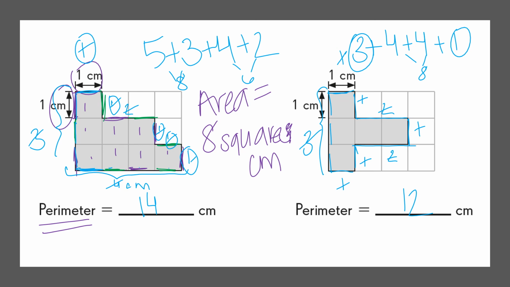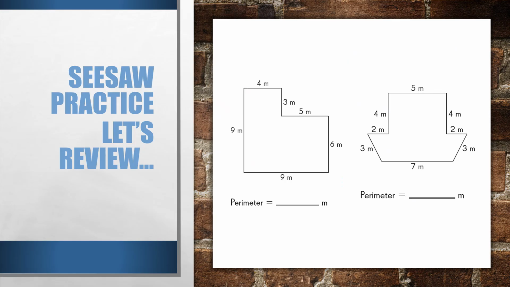So if we compare these two shapes, we would say the perimeter of the shape on the left is greater than the perimeter of the shape on the right. You could think if you were making something and you needed a certain length of fence, that if you needed less fence, you would need more of a shape on the left because it only used 12 centimeters of fencing. That wouldn't be a very big fence if we're talking centimeters.